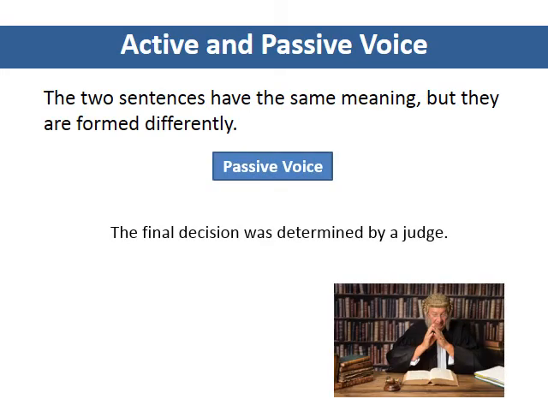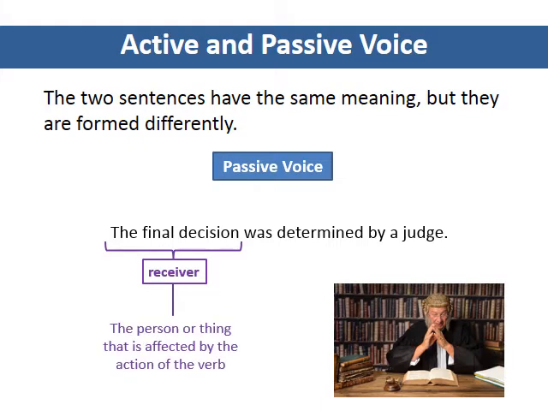The other sentence uses the passive voice to express the same idea. When we use the passive voice, the subject of the sentence is the receiver of the action. The receiver is the person or thing that is affected by the action of the verb. Notice that in a passive sentence, the agent comes after the verb.